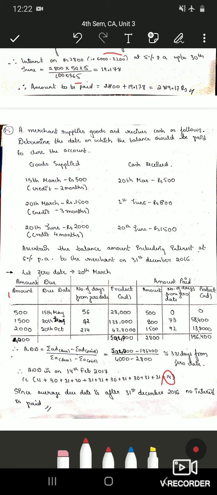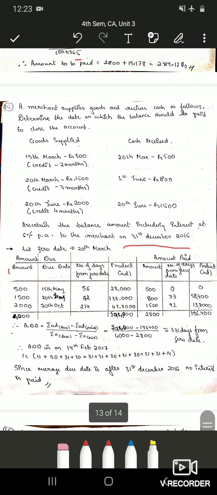Since the average due date is after 31st December 2016, he has to pay no interest. So very simple, if the date was before 31st December 2016, then he would have to pay certain interest. Now he is paying before the average due date, therefore no interest has to be paid on the balance amount.